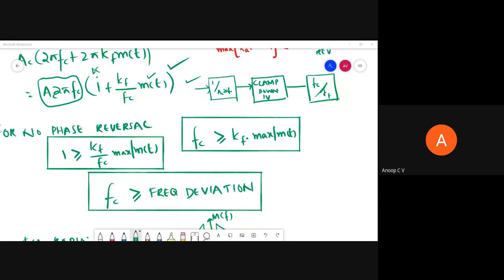Is it clear what we have discussed? We have discussed a small topic. We have seen how a differentiator followed by an envelope detector can be used to demodulate an FM signal, and what condition the FM modulation should satisfy so that we can use this. We have even seen a very simple, real example, and showed that this constraint, fc should be greater than the frequency deviation, is easily satisfiable. So that is what we have seen. Any doubt in this?